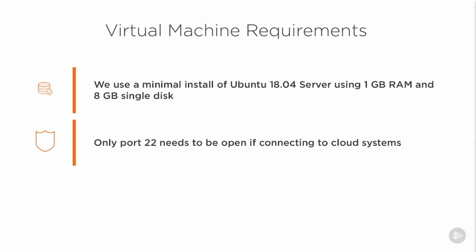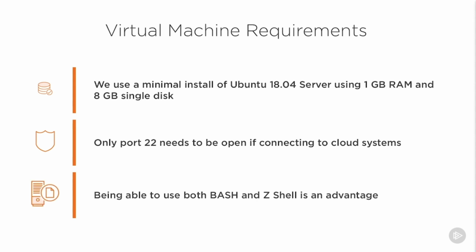If you're working with a cloud-based system, then you'll need port 22 open, but that's very often the default when we're working with cloud-based systems. You need to be able to SSH into the system. And as we say, being able to work with both BASH and Z shell is an advantage. So having administrative access to the system so you can install Z shell if it's not currently installed is going to be a good point.